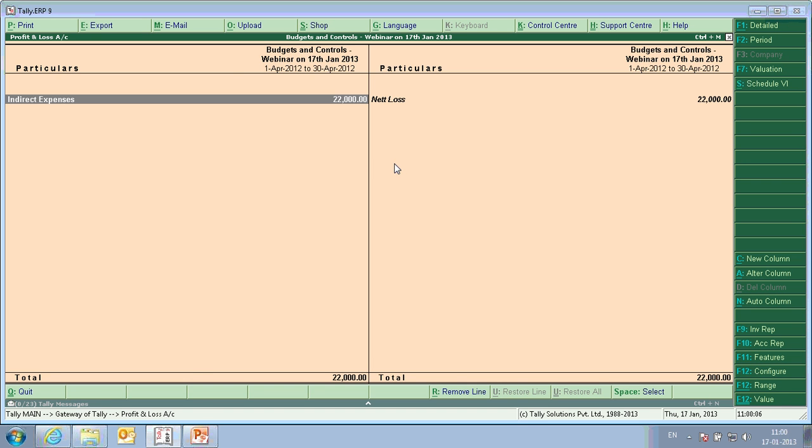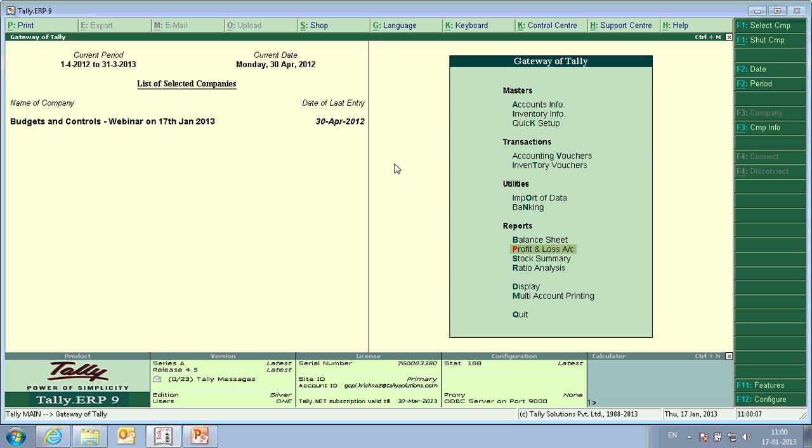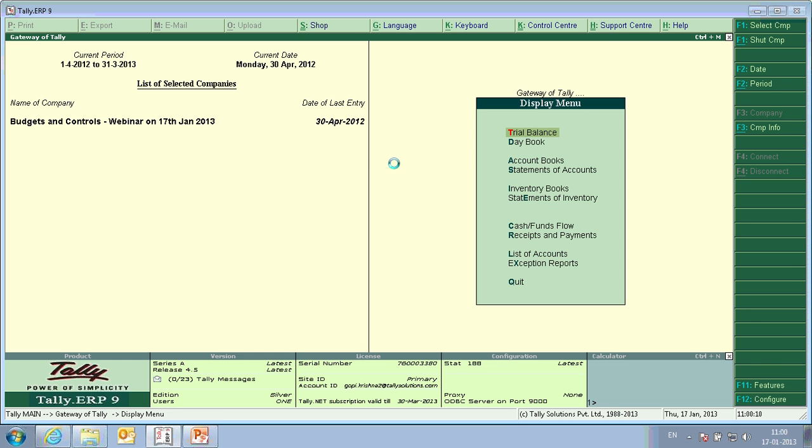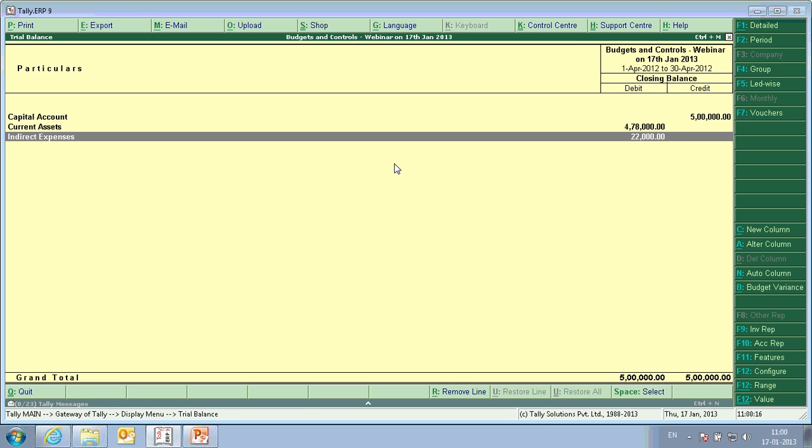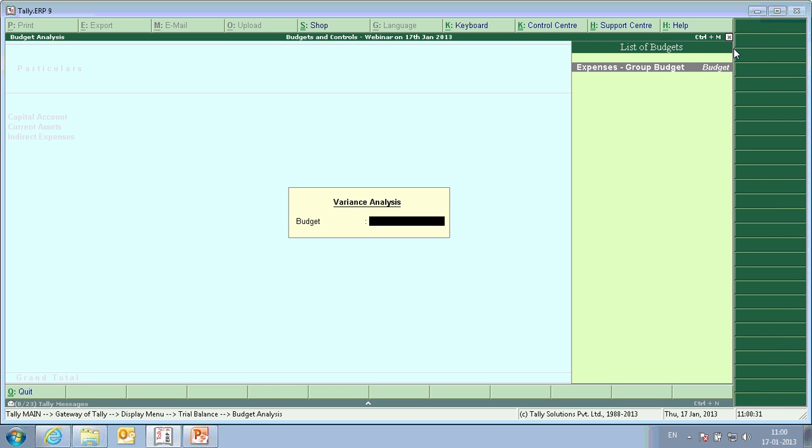Now we will see the effect on our budget. For budget you can go to display trial balance also, where your indirect expenses is there. You can see there is 22,000 indirect expenses. In trial balance you can apply the budget. On the right side you can see an option called budget variance. Alt B is the key. When you select budget variance, whatever budgets we have created will be listed over here. Expenses budget is showing right now, so let me select the budget.